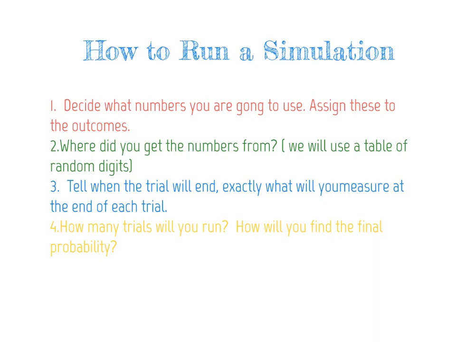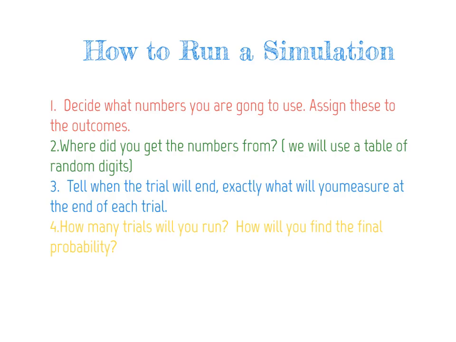Okay, so how to run a simulation. In order to run a simulation, we're going to do 4 steps. The first is to decide what numbers you're going to use. You're going to assign these to the outcomes. So we're going to figure out what the probability is of each event occurring, and then figure out which numbers we have to assign to them. They're either going to be single digits if you have 10 events or less occurring, or double digits if you have 11 to 100 options.